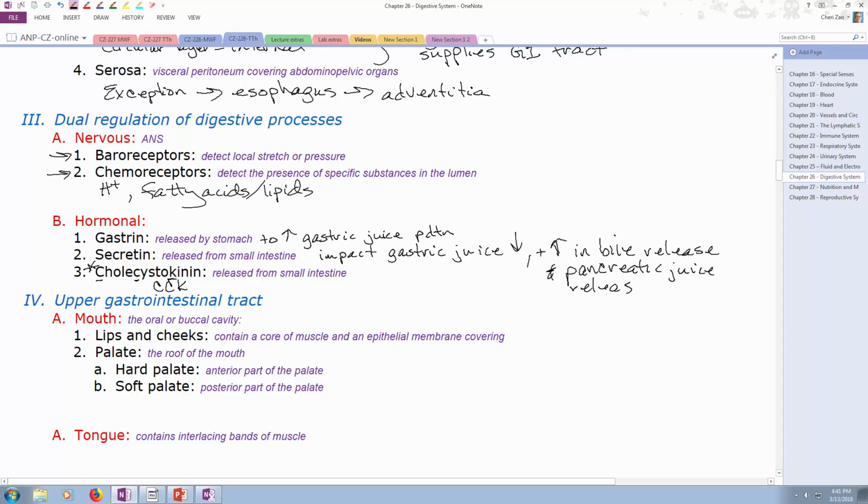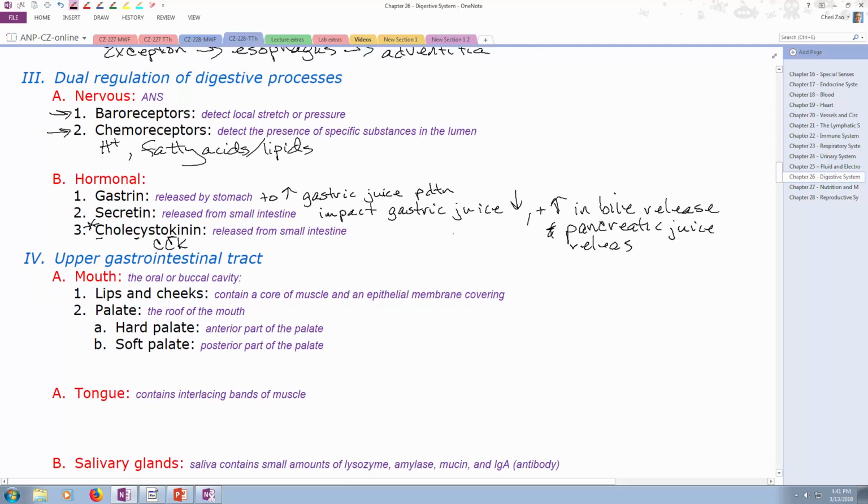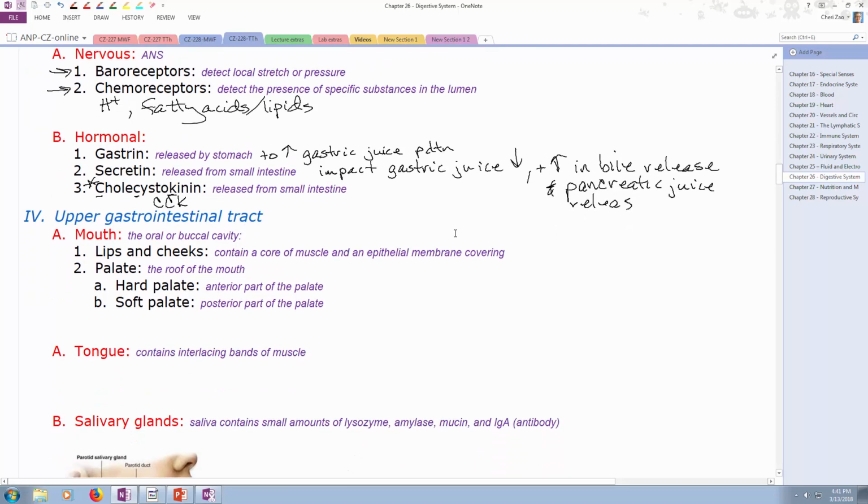So we have hormonal regulation of what our stomach and small intestine is doing, as well as ANS nervous regulation. Now let's take a look at some of the structures associated with the gastrointestinal tract.